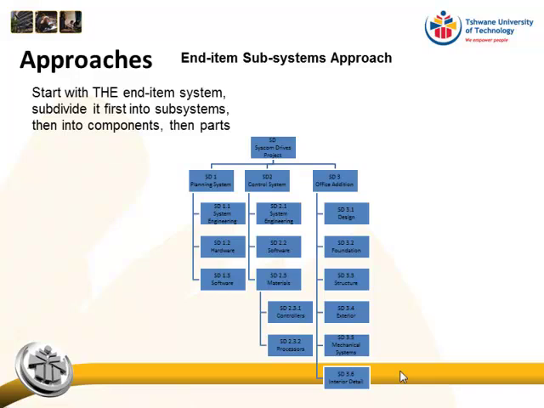Okay, so there are different approaches. So here, they start with the end system, subdivide it into subsystems, and then into components, then into parts. So planning system, control system. Okay, so this is Syscom drives for the project. So there's a planning system, there's a control system, and there's an office edition that's necessary to make this project happen.